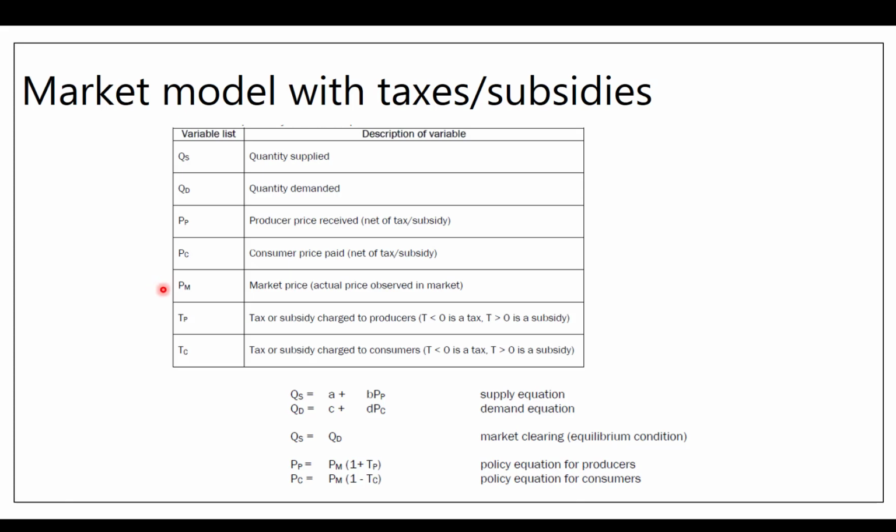And so PM, or the market price here, will always be, well, I'll take that back. It will be, if there's only a subsidy on producers or a subsidy on consumers, it'll always show up as one of those two, and it really just gives us a way of distinguishing when we're subsidizing producers versus consumers, because the market price transaction that we observe will look different.